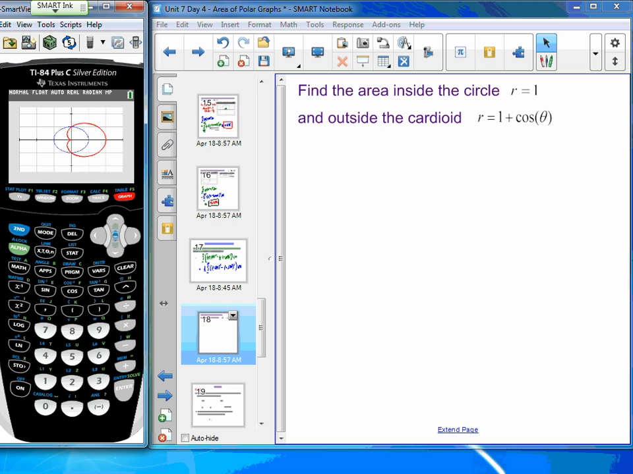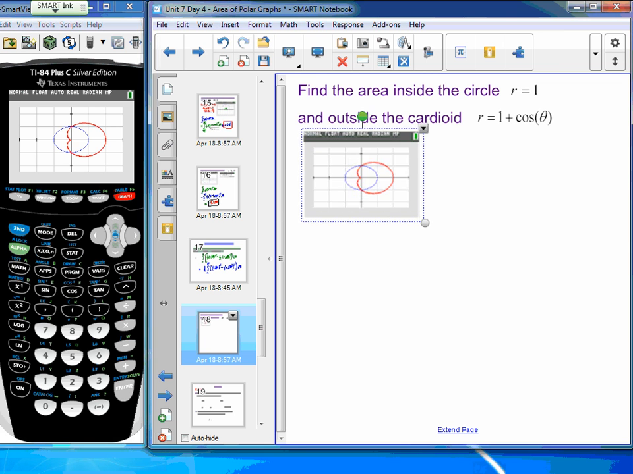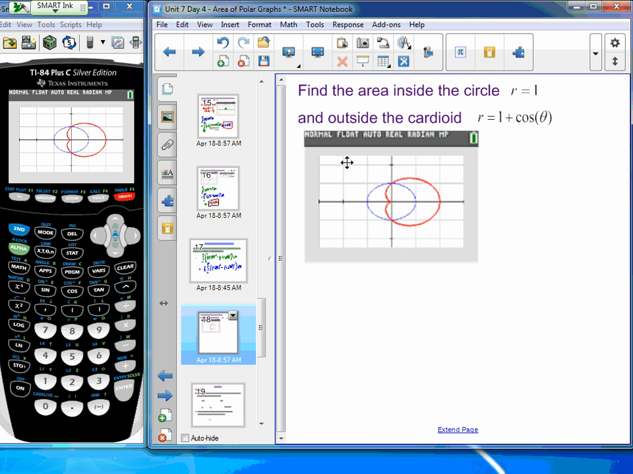So are you guys seeing where this region is? It's inside the circle, but it's outside the cardioid. So where are we? We're over on the left-hand side. You guys see that? So in relation to my origin, for this described region, what's going to be my outer curve? The red cardioid, or the blue circle? Which one's further away from the origin? Yeah, the blue circle, that's going to be my outer curve.